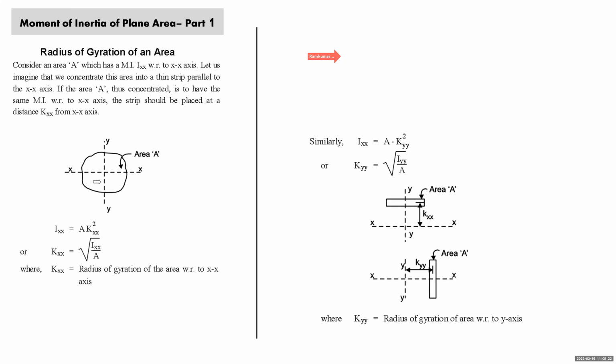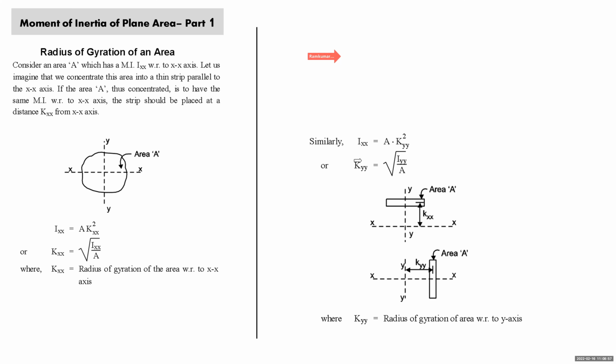So this area is assumed to be concentrated into a thin strip. At what distance should this strip be placed so as to give the same moment of inertia? That distance is called kxx. See, Ixx is the moment of inertia of this whole area about x-axis. So suppose this area is concentrated in a thin strip, then you can find the moment of inertia of this thin strip by taking the second moment of area. What will be the second moment of area? A into kxx square. So Ixx is equal to A into kxx square. So kxx is square root of Ixx upon area. So kxx will be radius of gyration of the area with respect to x-axis.